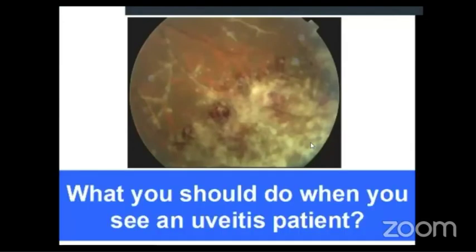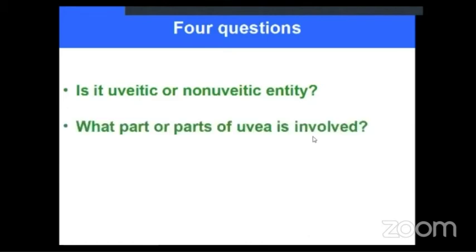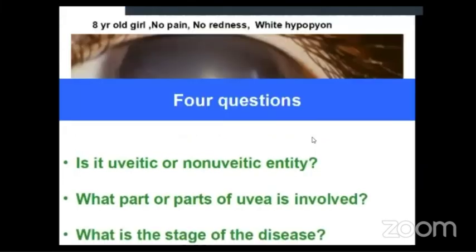So what do we do when we see a case of uveitis? Four questions to be asked. Is it a uveitic or non-uveitic entity? What part or parts of the uvea is involved? What's the stage of the disease? And what's the cause of the uveitis?